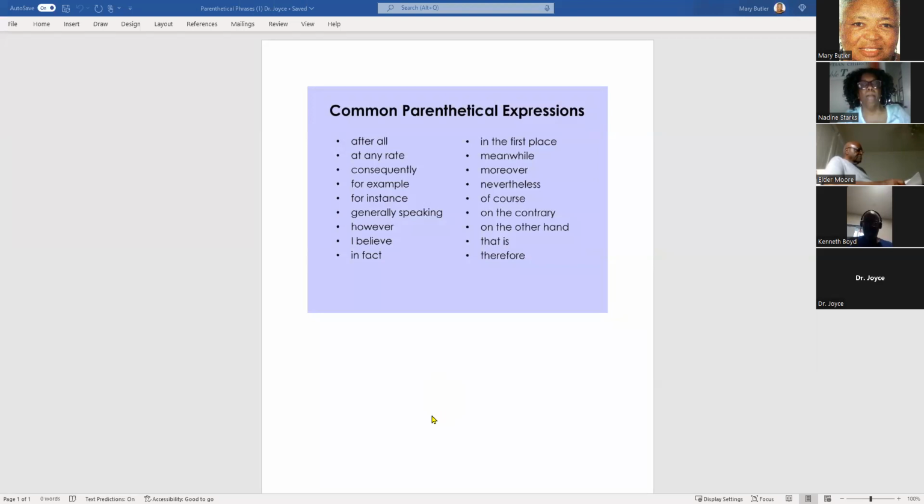The last one, the common parenthetical expressions. As it shows there: after all, at any rate, consequently, for example again, for instance, generally speaking. Burnout is a very prominent problem in today's churches. Generally speaking. However, there are some cures to burnout. In fact, there are many cures to burnout. So you would just fit those common parenthetical expressions into your paper. It just gives it that extra pizzazz.